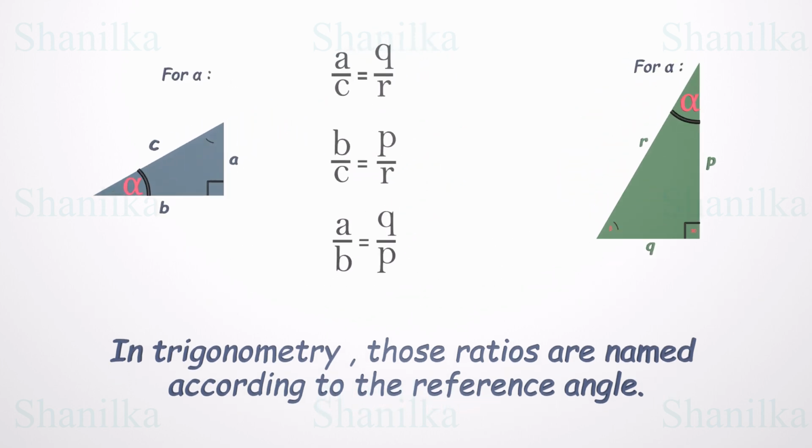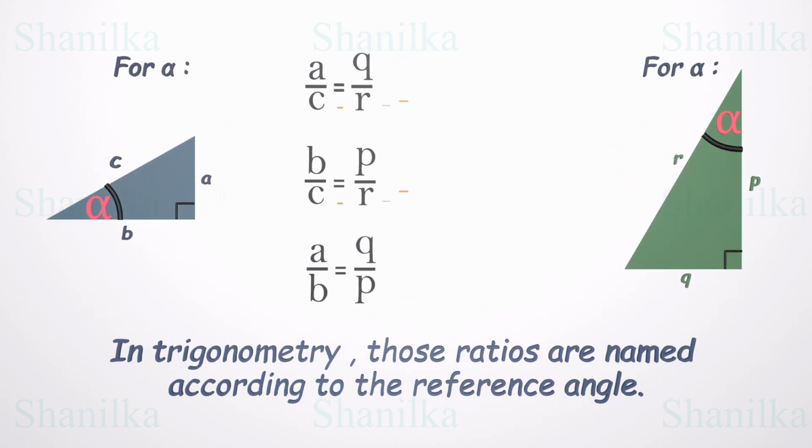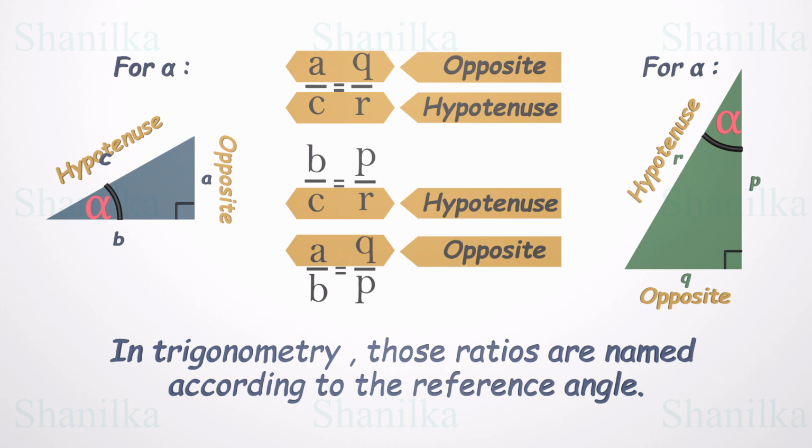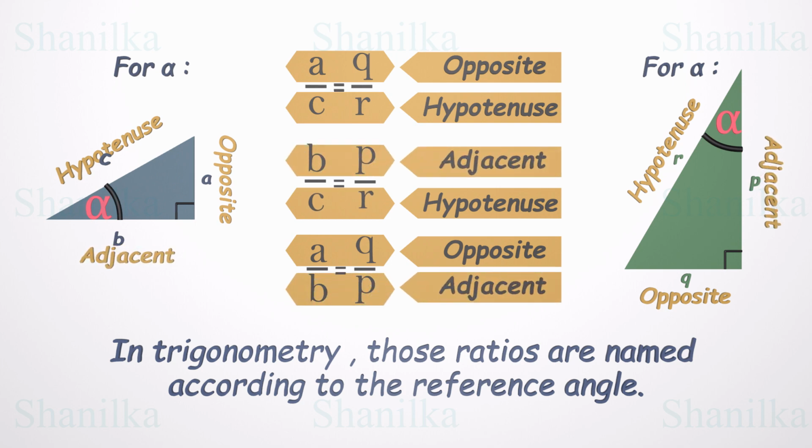Let's consider the angle alpha as our reference angle. C and R are hypotenuses. A and Q are opposite sides for angle alpha. P and B are adjacent sides for angle alpha.